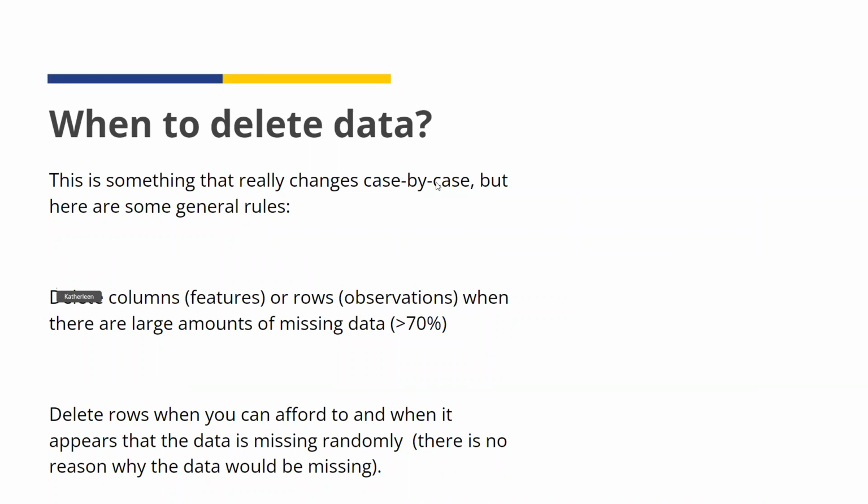So deleting data is another way of dealing with missing data points. There are some cases in which this might be more beneficial as opposed to imputing data. But there are a couple general rules to abide by when deciding whether or not you should delete or impute for missing data. If you have, for example, a large amount of missing data in one particular feature or entry, you can use 70%, like it says here on the slide, as a rough guideline for that. It's really up to you to make that call, though.